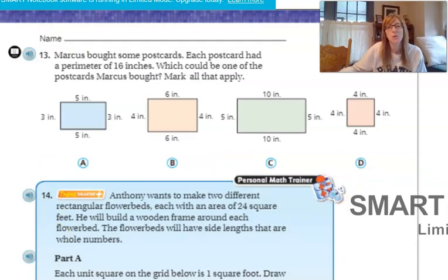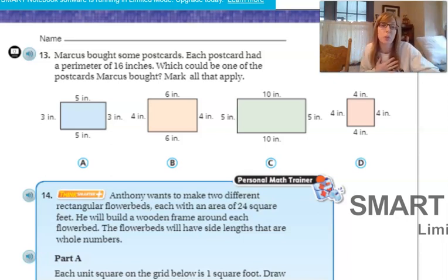We're going to move on to our next page. Marcus, he bought some postcards. Each postcard has a perimeter of 16 inches. So perimeter is the distance around, okay? All of those postcards, each postcard had a perimeter of 16 inches, which could be one of the postcards that Marcus bought. Mark all that apply. So that means that he has more than one postcard because it says mark all that apply.